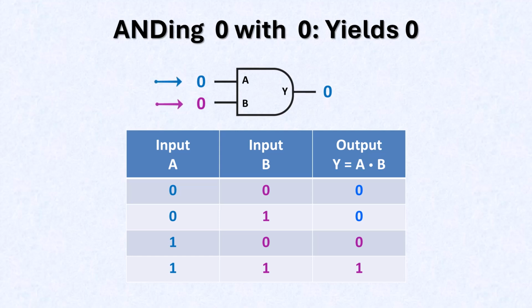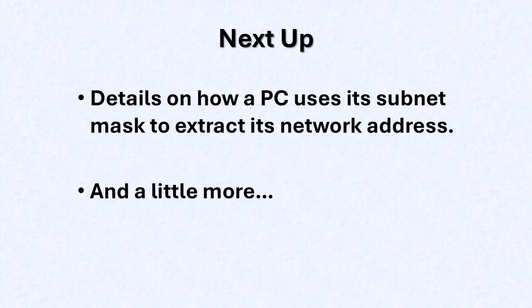ANDing 0 with 0 gives 0. ANDing 0 with 1 gives 0. ANDing 1 with 0 gives 0. ANDing 1 with 1 gives 1. We will explore in greater detail how a PC uses its subnet mask to extract its network address in a subsequent video.